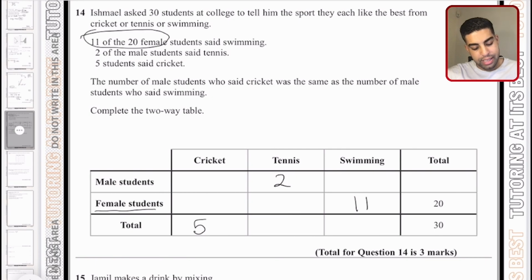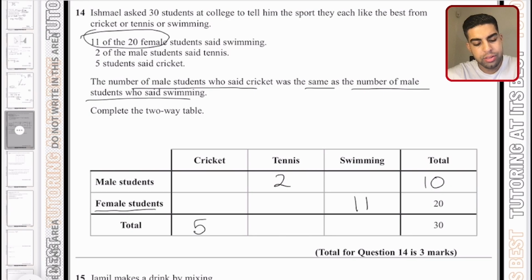So we see our total is 30 and we know that there's 20 female students, so there must be 10 male students. And then we have a statement that states the number of male students who said cricket was the same as the number of male students who said swimming. So as we have 10 as our total of male students, we know that our cricket and swimming is going to be the same. So now we subtract 2 from 10, which gives us 8. And because cricket and swimming are the same, we divide 8 by 2, which gives us 4 for each section.